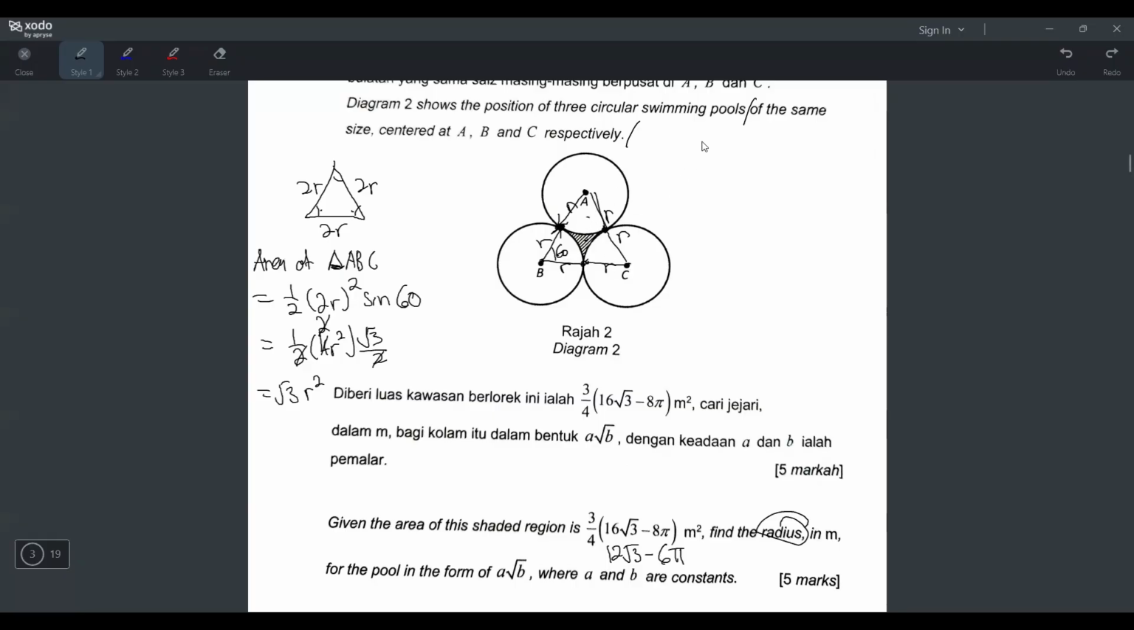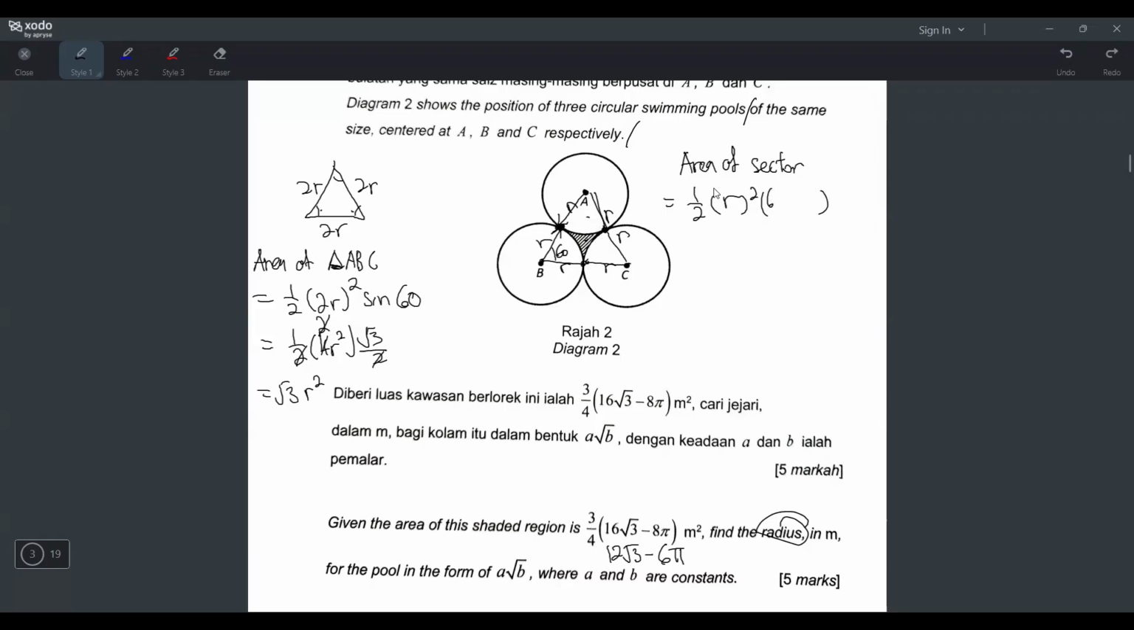But let's not find three sectors first. Let's find the area of one sector first. So I'll just write area of sector. The formula we use here is 1 over 2 r squared theta. That's the formula we learned in this chapter. And the radius is r, because for this sector the radius is only r. And then theta will be 60, but you have to convert to radian.